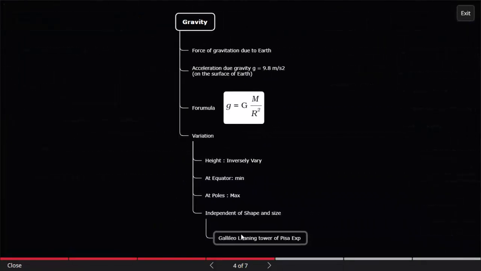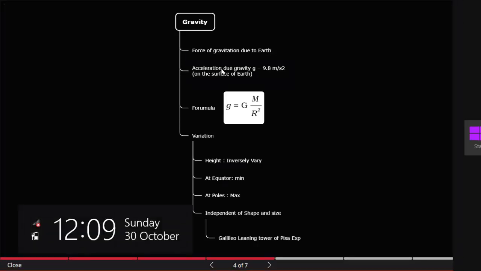Coming to the very next important topic, gravity. There is a difference between gravity and gravitational force. What is gravity? It is the force of gravitation due to the earth. It is not just a general force, it is due to the earth. The force of gravitation that an object is experiencing from the earth is called gravity. And the acceleration due to gravity on the surface of the Earth is given as 9.8 meter per second square. Acceleration due to gravity is how much? 9.8 meter per second square. You can easily derive this formula.